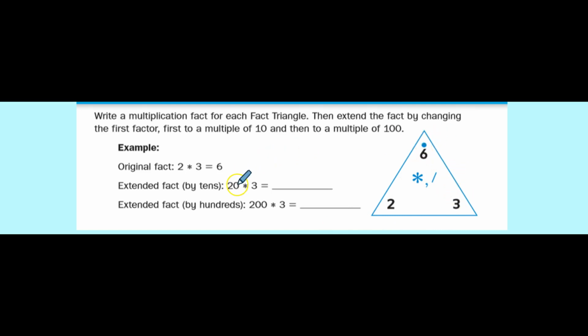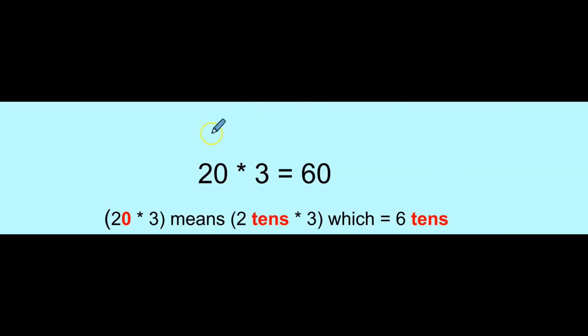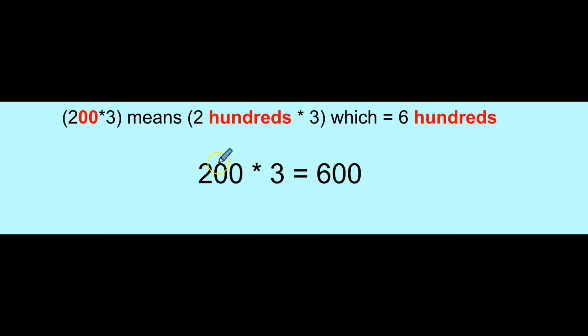We can extend one of our factors by 10, so now we are doing 20 times 3, and we can extend it by 100, 200 times 3. So to solve 20 times 3, we have to think that we have 2 tens times 3, and that would give us 6 tens, or 60. And 200 times 3 means that we have 2 hundreds times 3, which will give us 6 hundreds, or 600.